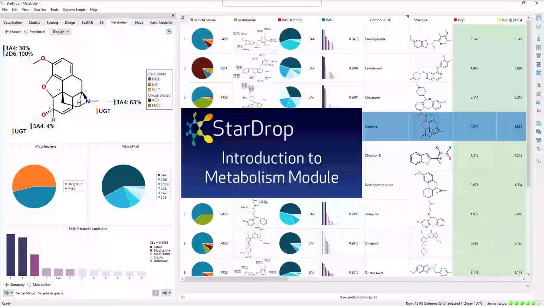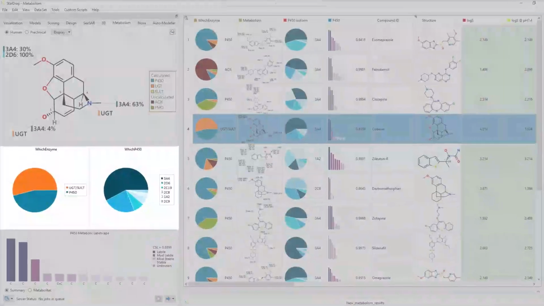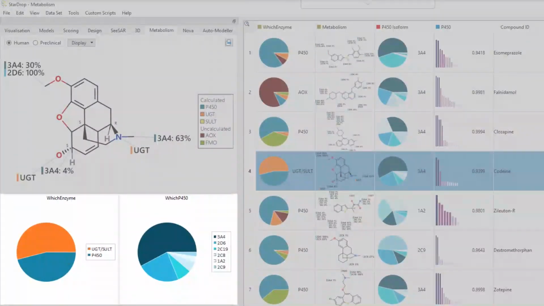StarDrop's Metabolism module uses quantum mechanical methods to predict the metabolism of compounds by the major Phase 1 and Phase 2 routes for metabolism: cytochrome P450, aldehyde oxidase, flavin-containing monooxygenase, sulfotransferase, and UDP-glucuronosyltransferase. The which enzyme output shows which enzyme families are most likely to metabolize the molecule.